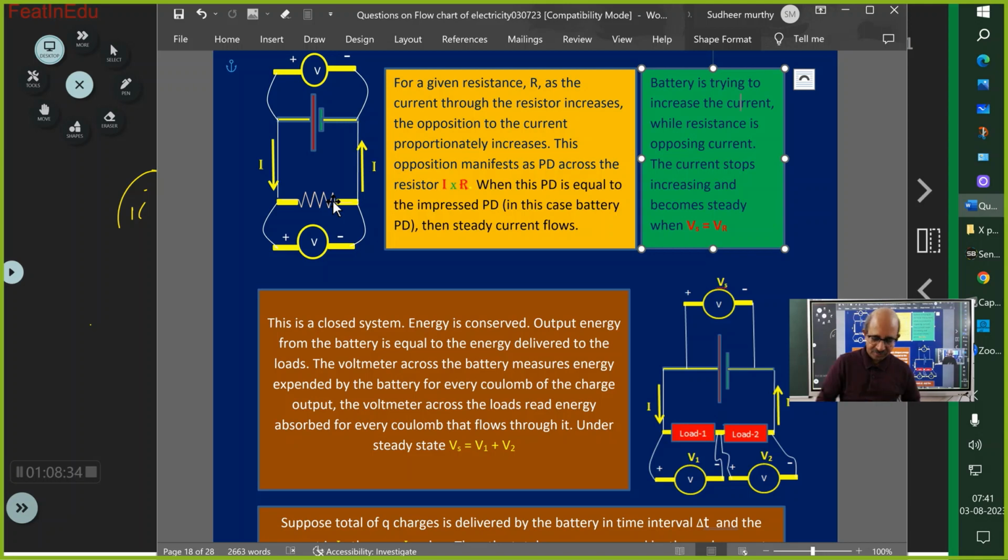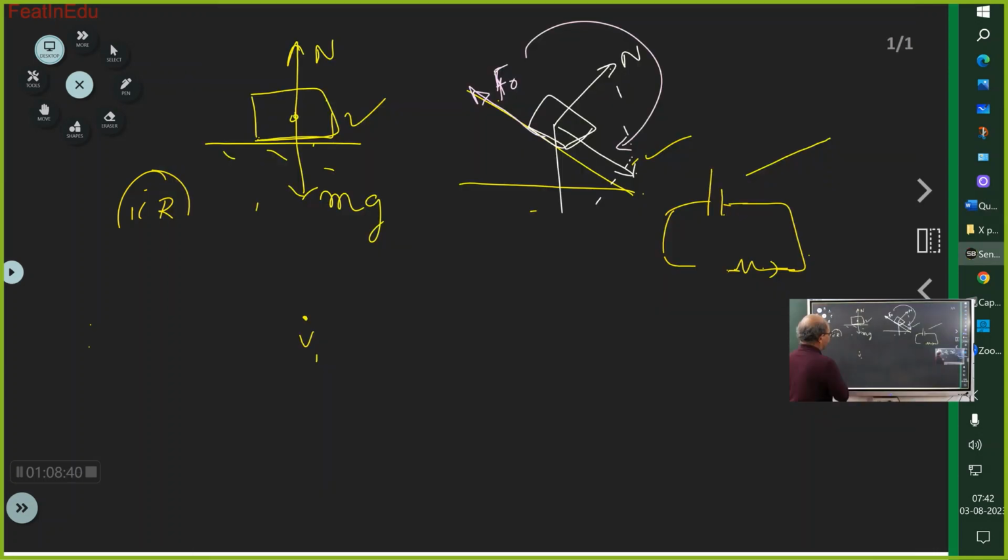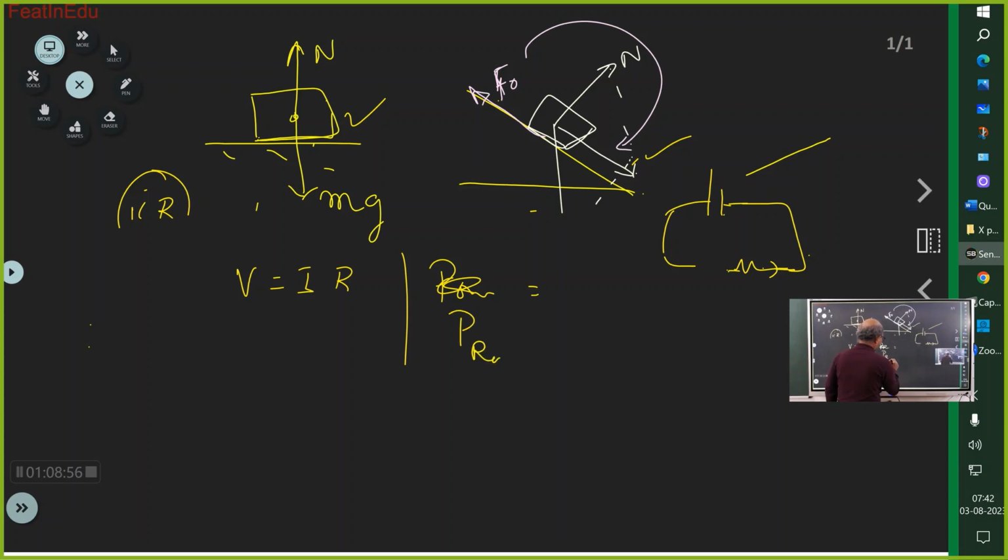Understood? So, Ramesh, can you write how you got V square by R? Okay, I'll write. Now, V is equal to I into R. So now here, power on the resistor, right? So it is V across the resistor into I through the resistor. I can write V as I through the resistor into R. V is equal to I into R.